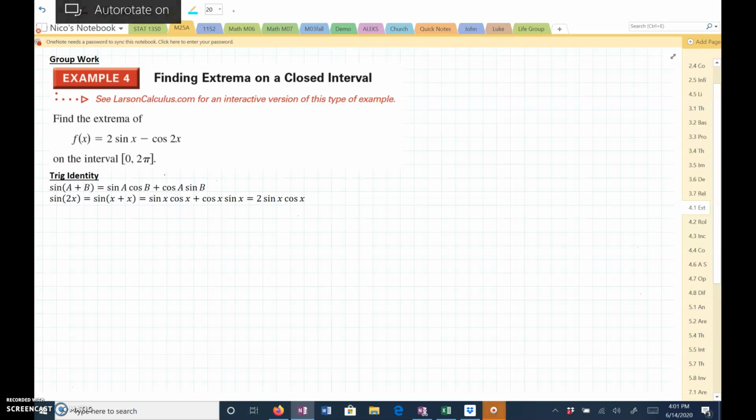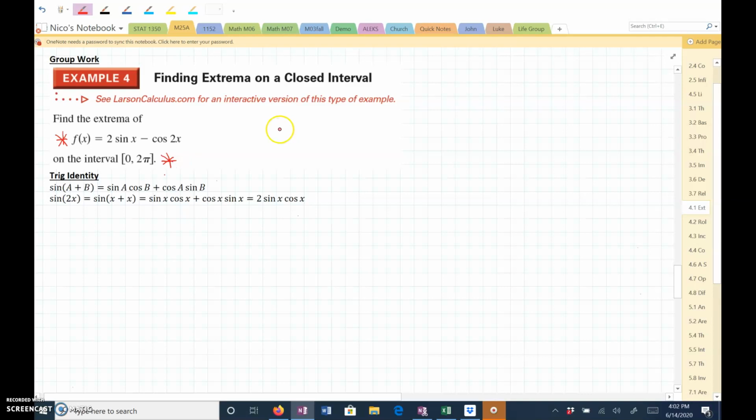Example 4, finding the extrema on a closed interval. Again, we know that if we have a closed interval, we're going to have an absolute max and absolute min. So let's see if we can find that. Here is our function, and here is our closed interval from 0 to 2 pi.